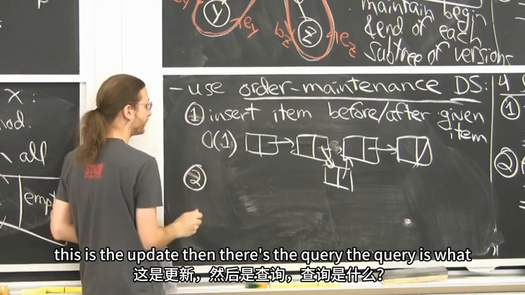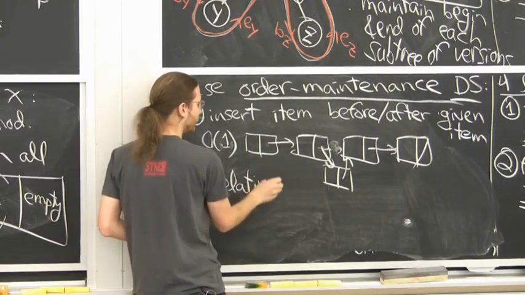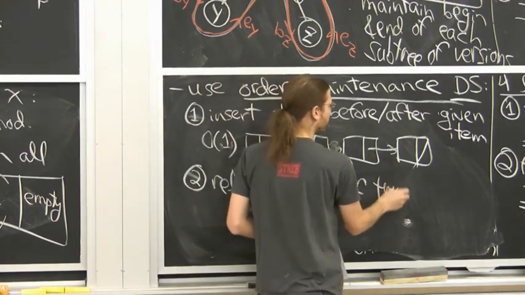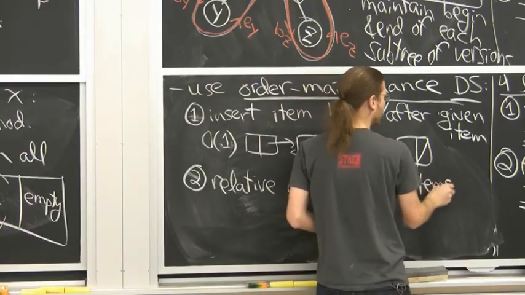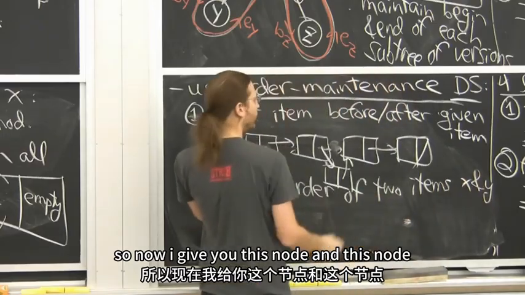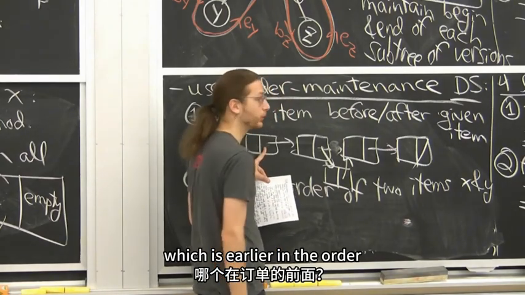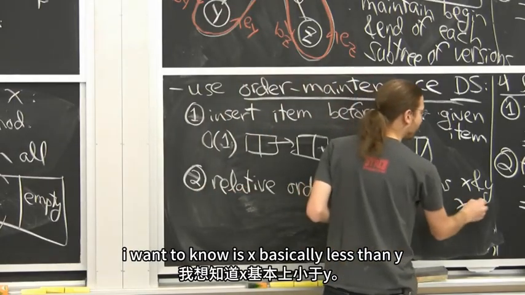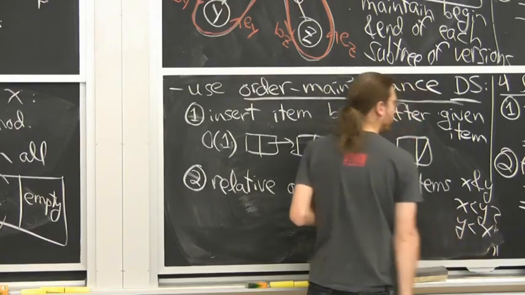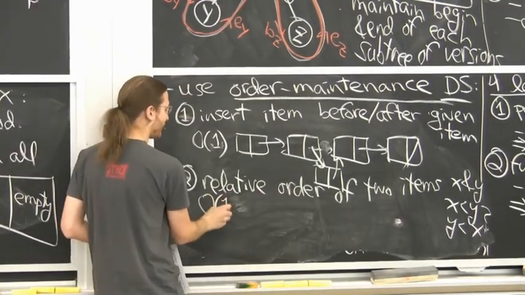Then there's the query. The query is, what is the relative order of two nodes, of two items, x and y. So now I give you this node, and I say, which is to the left? Which is earlier in the order? I want to know, is x basically less than y in terms of the order in the list, or is y less than x? And an order maintenance data structure can do this in constant time.